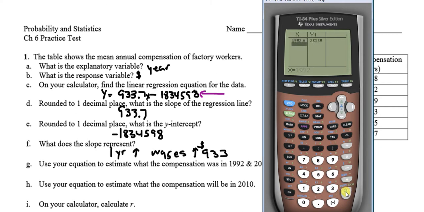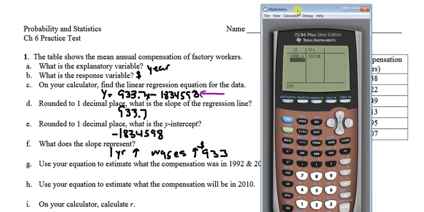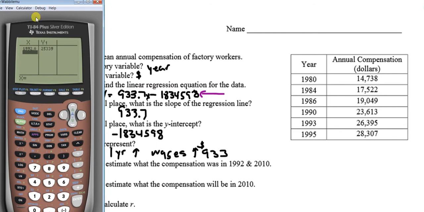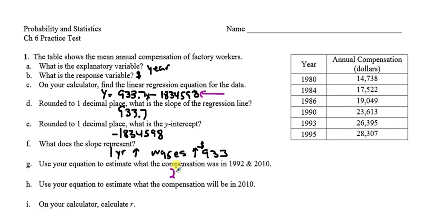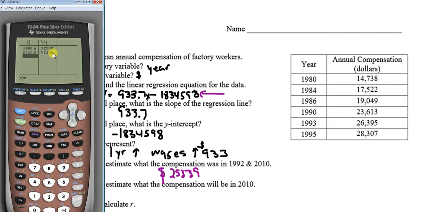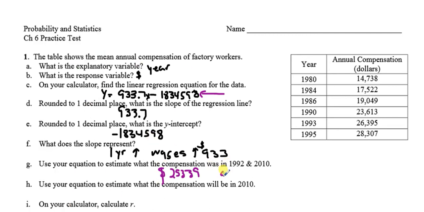So here's 1992 and 2010. So there's my two wages: 25,339, and in 2010 it was 42,146.